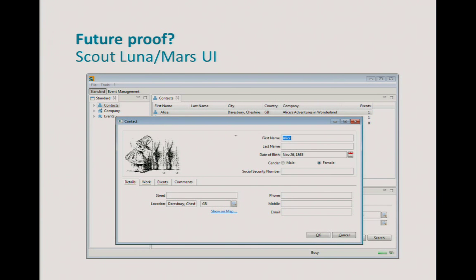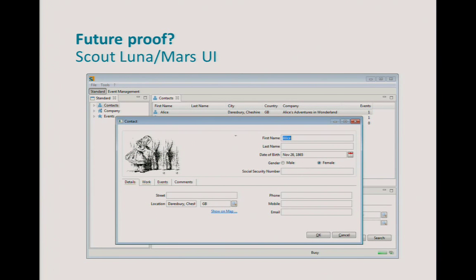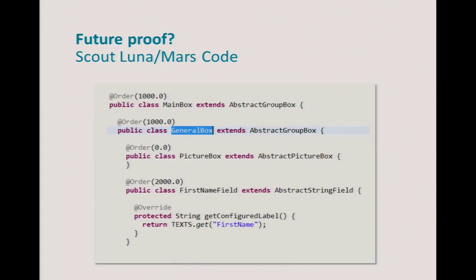This is a demo application for Scout for illustration purposes. This is an RCP client for this demo application, and this was the Luna Mars user interface. If you go to the code, we can see that this is RCP. And if you go to the code for this form, we see there's no RCP here. It's just plain Java, abstract Java classes. For example, I have a group box, and then there's a picture field, a first name field, a last name field, and so on. So basically, the abstraction level of Scout applications is on this part.